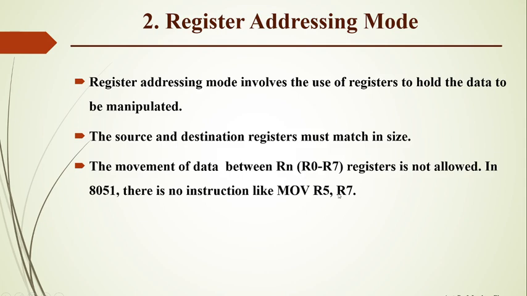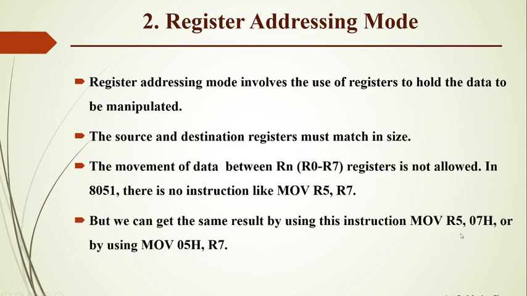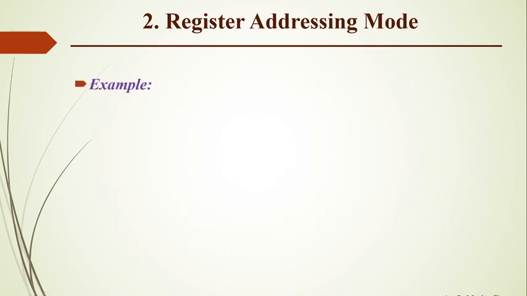A similar instruction can be written as MOV R5, 07H or MOV 05H, R7. In these instructions, 07H is nothing but R7 and 05H is nothing but R5. So we can represent the register with its address, and we can perform this similar instruction in register addressing mode. Let's see the examples.